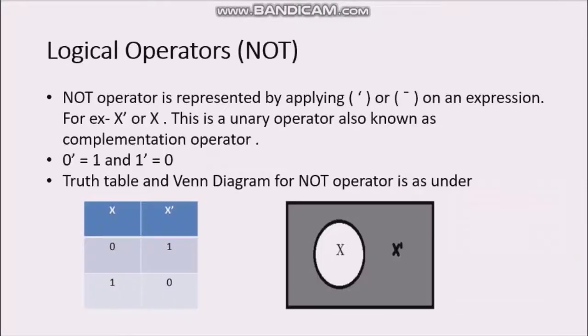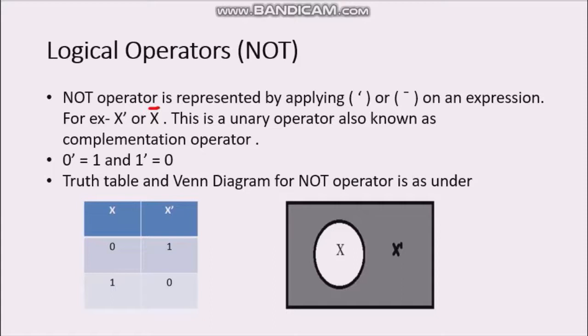Now let us see the logical operator not. The not logical operator is represented by putting a dash or a hyphen at the top of the variable. For example, x dash or x bar. The bar is not shown here, I'll draw a bar for you. So it is a unary operator.